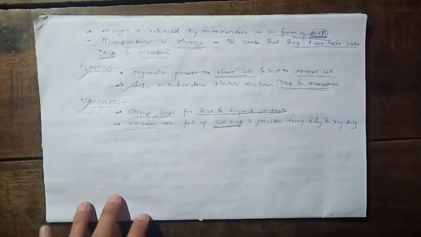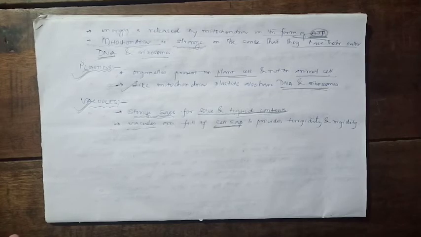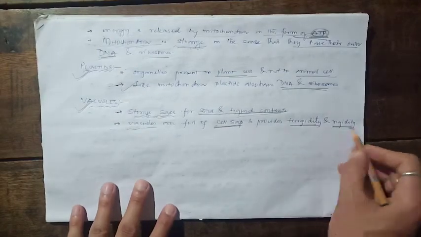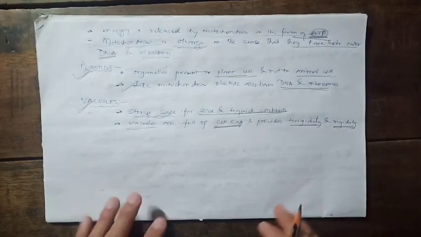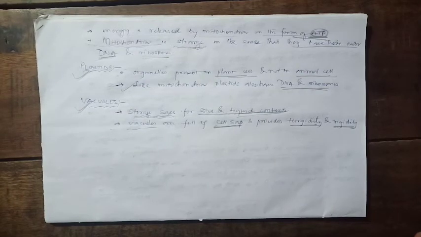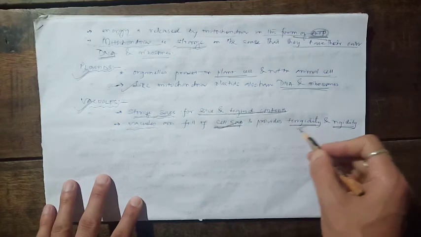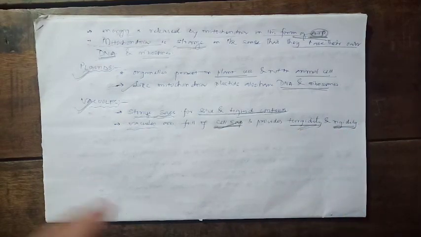Now student, remember, inside the cell we have the fluid part of the cell called the cytoplasm. Just like that, inside the vacuole there is a fluid part called cell sap. Now this cell sap provides turgidity and rigidity. Turgidity and rigidity means it makes the cell hard and stiff, or we can say the cells have their size tight and stiffness. That's because of the cell sap. That's what we mean by turgidity and rigidity.